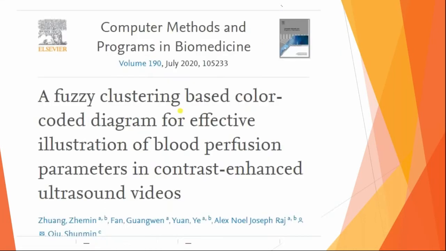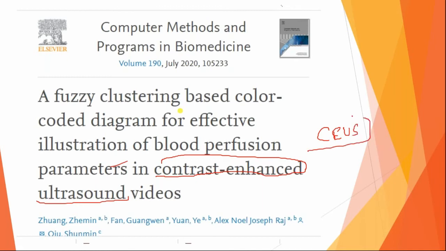The second one was very, very interesting, and I wish you can have a look at this. This is again a published paper in a very good journal. So I told you about the ultrasound, and I told you about the automated whole breast ultrasound. Now, I don't know how many of you know this. This is called contrast enhanced ultrasound, CEUS.